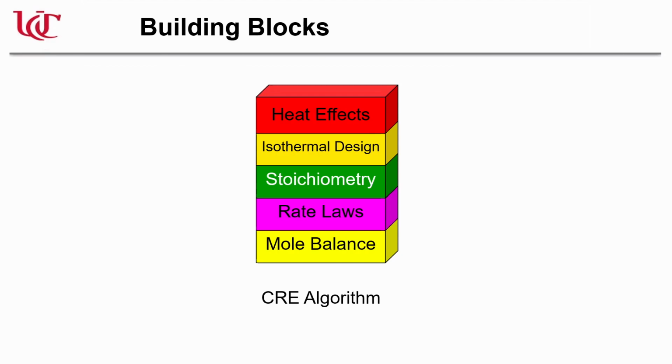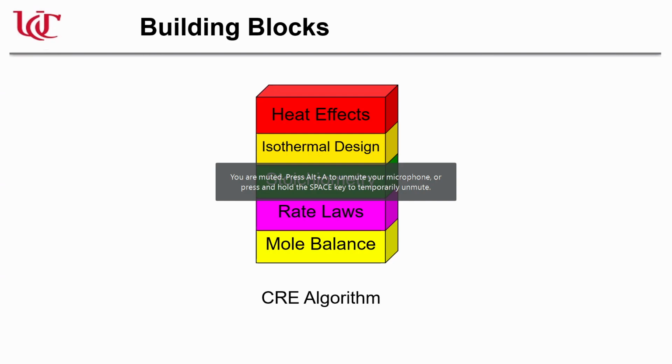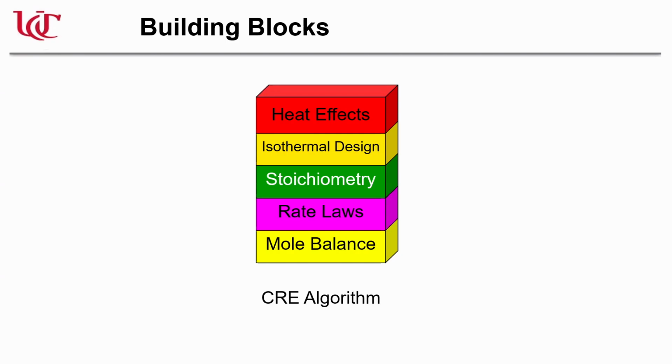At the beginning of this class, I showed you this chemical reaction engineering algorithm, right? It actually runs through the whole course. The foundation is the mole balance. The second floor is the rate law. And the third floor is stoichiometry. Then we can combine these three building blocks together to solve the isothermal reactor. And moreover, if we also consider some heat effects, then we need to deal with the energy balance. That will be very similar to the mole balance.